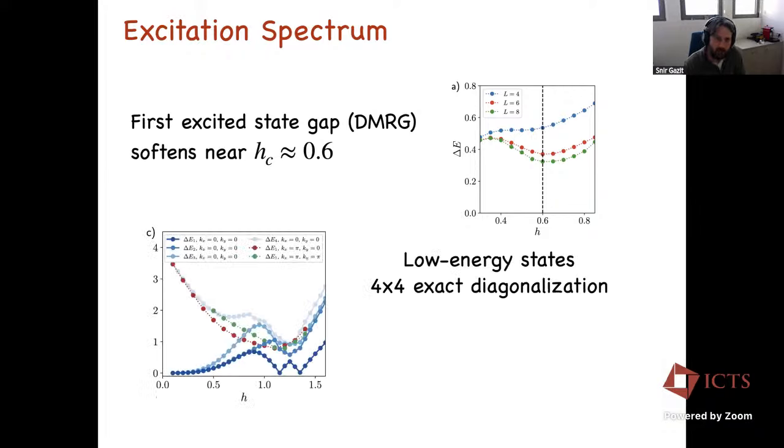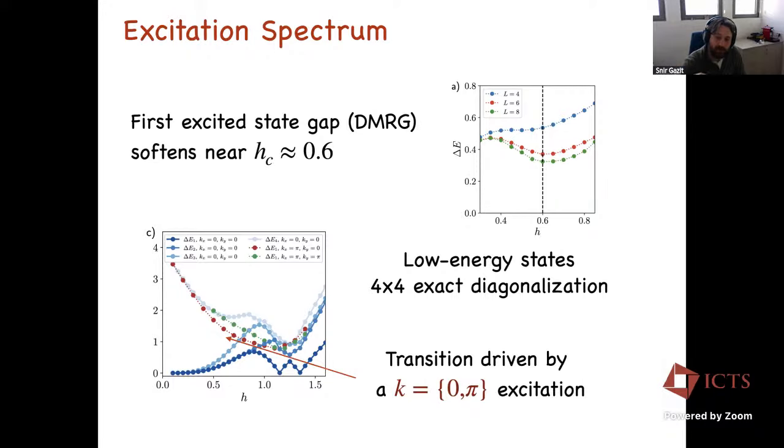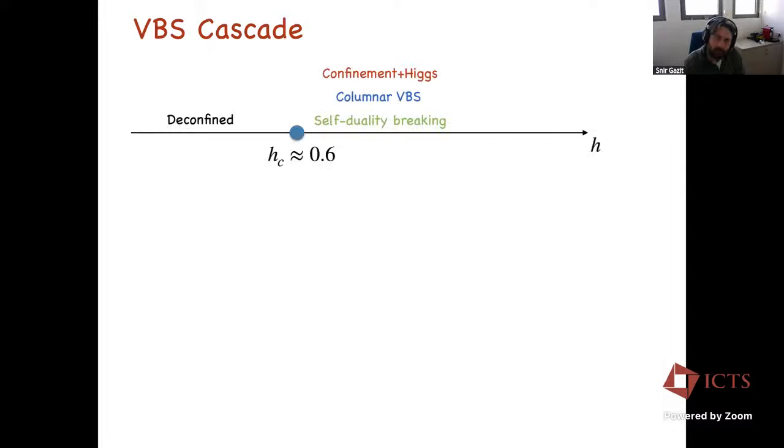And we also did some interesting small scale, low energy exact diagonalization, where indeed we see that what drives the transition is a mode at (0, π), exactly the VBS order. So as I alluded before, this is not the end of the story.